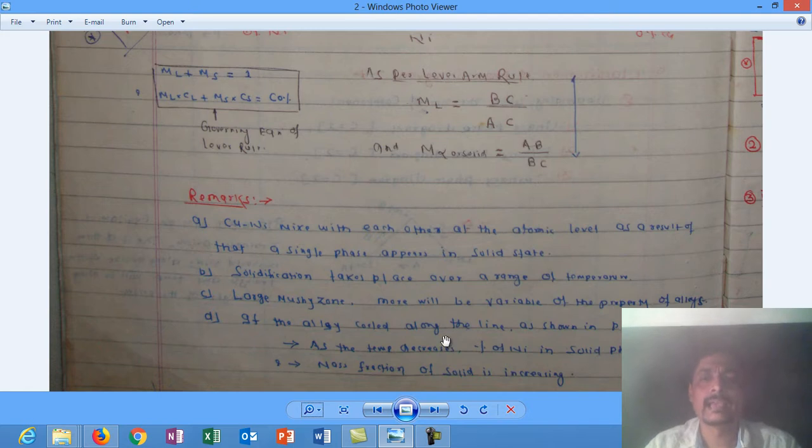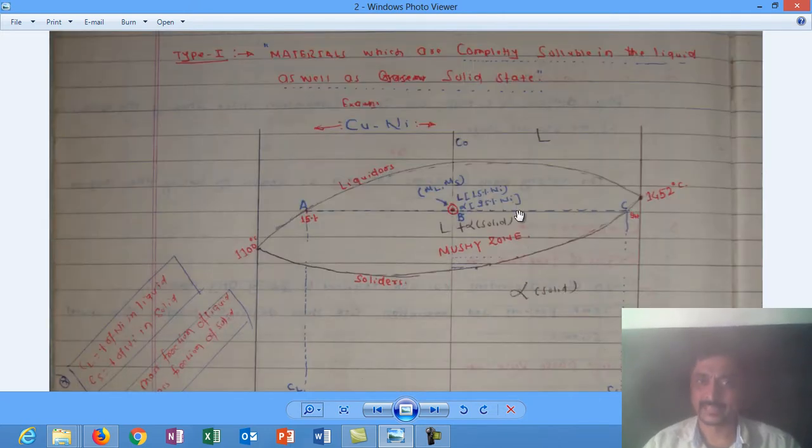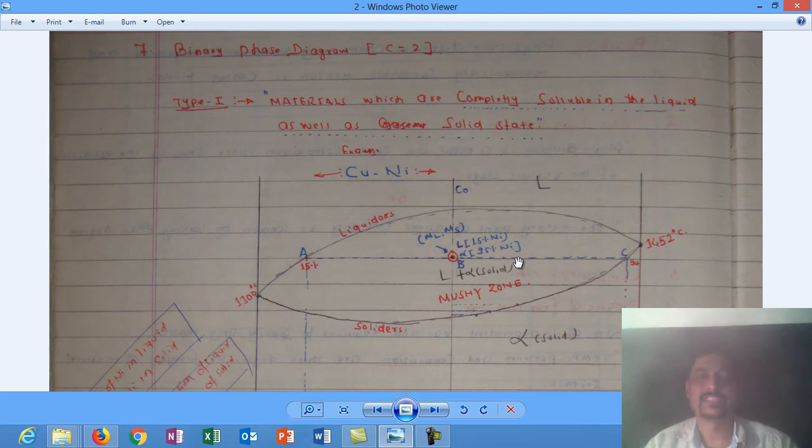So if the alloy cools along the line as shown in the phase diagram, as temperature decreases, the percentage of nickel in solid phase decreases, right? And the mass fraction of solid increases. It is clear. As temperature drops, the percentage of solid will be increasing, and in that condition, the mass fraction of solid will also be increasing. This is the important thing we have to understand in the copper-nickel phase diagram.